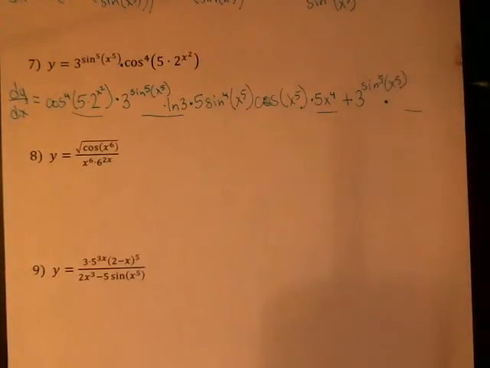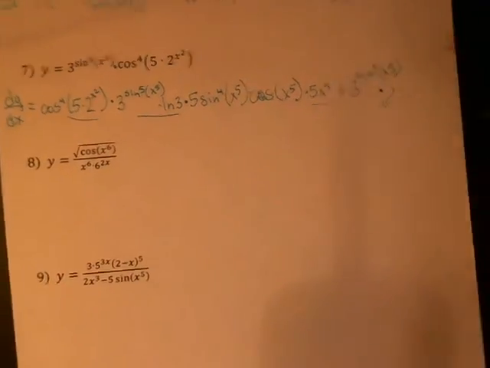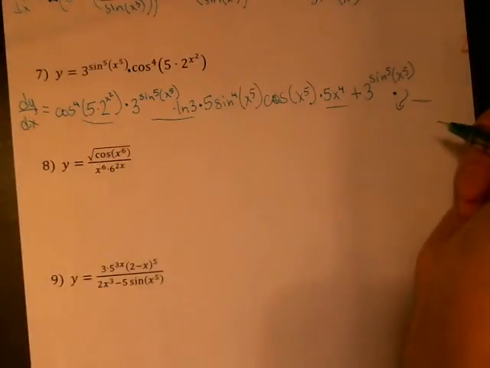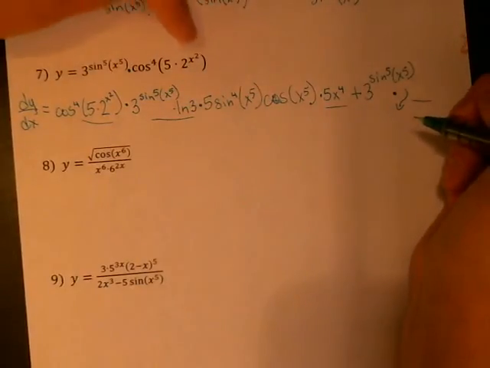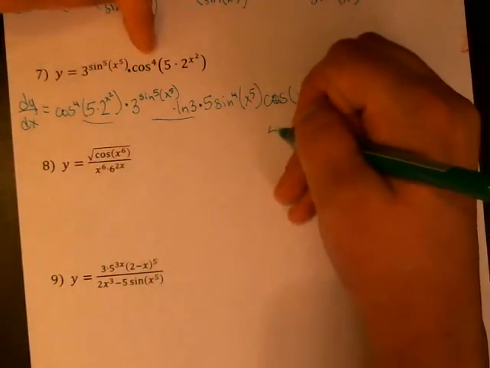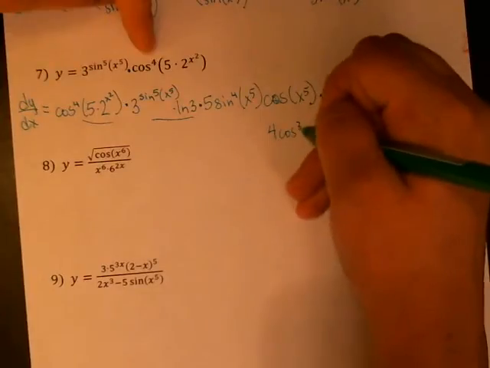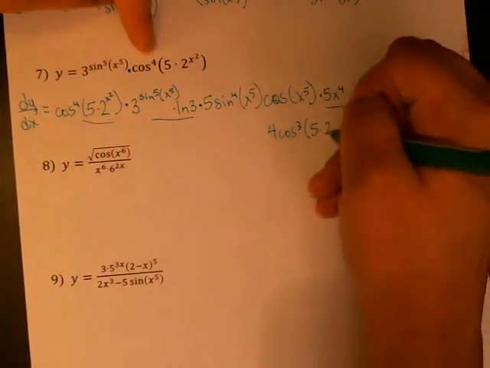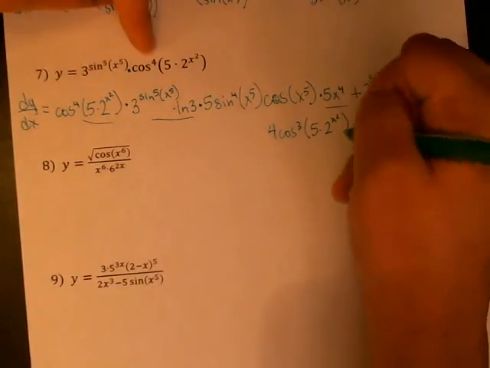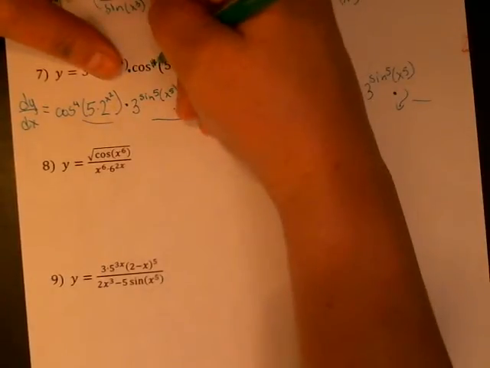And as usual, I'm totally going to run out of room. So here, we'll write it out here, see if I can leave myself enough room. This is the cosine of 5 times 2 to the x squared, all raised to the 4. So it's going to be 4 cosine cubed of 5 times 2 to the x squared. That deals with the fourth power.